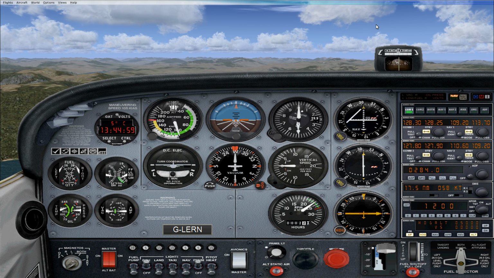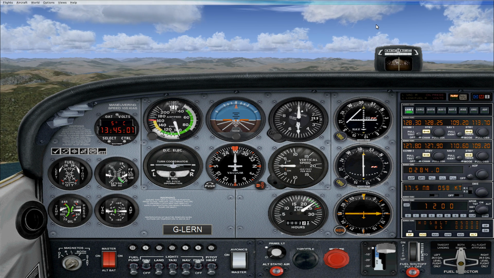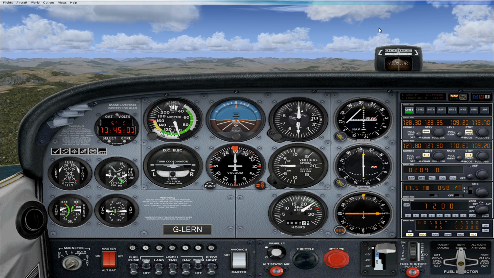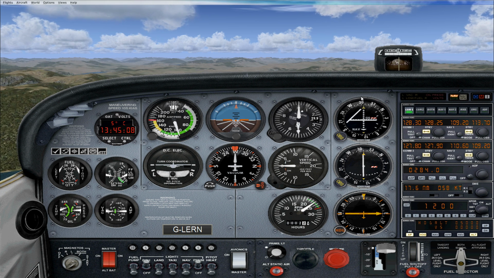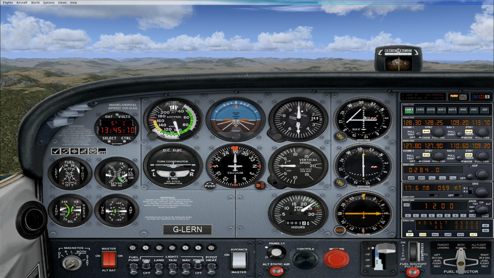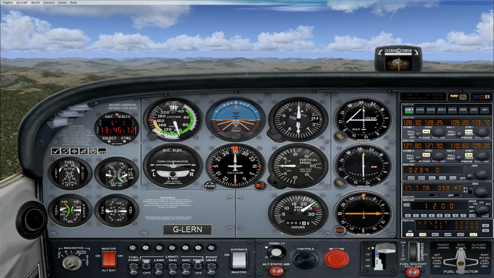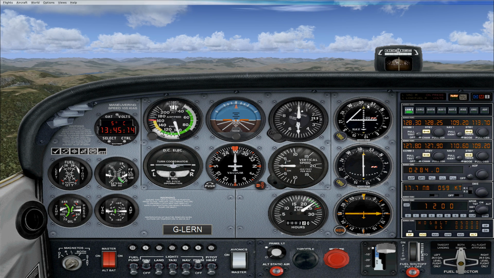Okay, so here we are in the plane. Now I've just taken off and I've just flown northwest of Inverness. You can see that I've currently got the nav1 radio tuned in, and I've got it set to a radial of 306 degrees. And now we're not on the radial yet, as you can see the needle is deflected there.